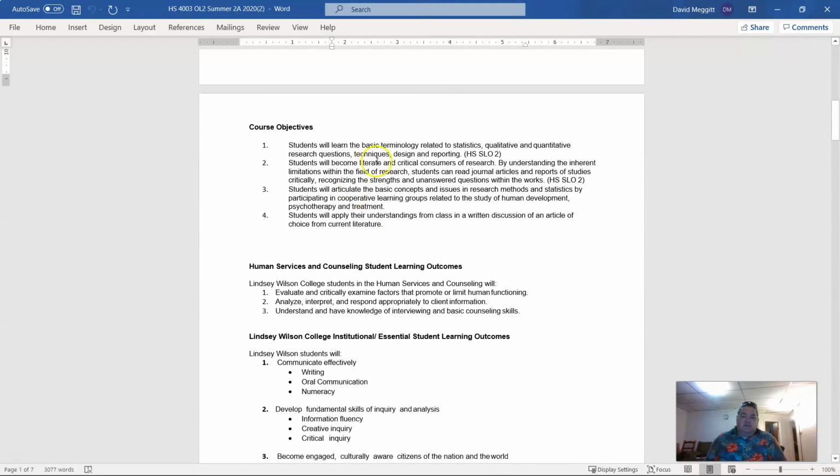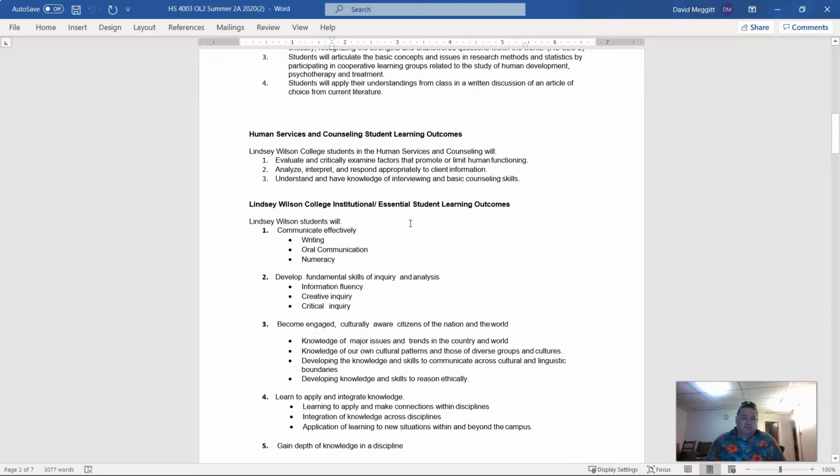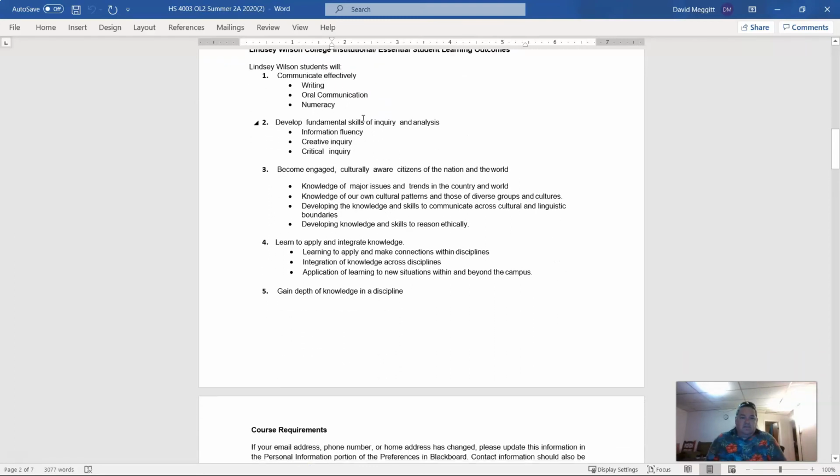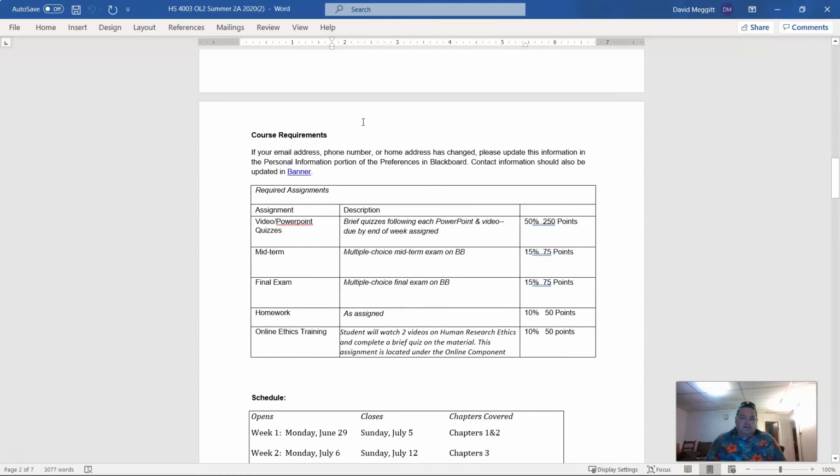The course objectives: learn basic terminology related to statistics, qualitative and quantitative research questions, techniques, design, and reporting. And students will become literate and critical consumers of research, so be able to read articles and understand them. Students will articulate the basic concepts and issues in research methods and statistics by participating in cooperative learning groups related to the study of human development, psychotherapy, and treatment. And you'll be able to apply them in a written discussion of an article choice from the literature. So those are the learning objectives.